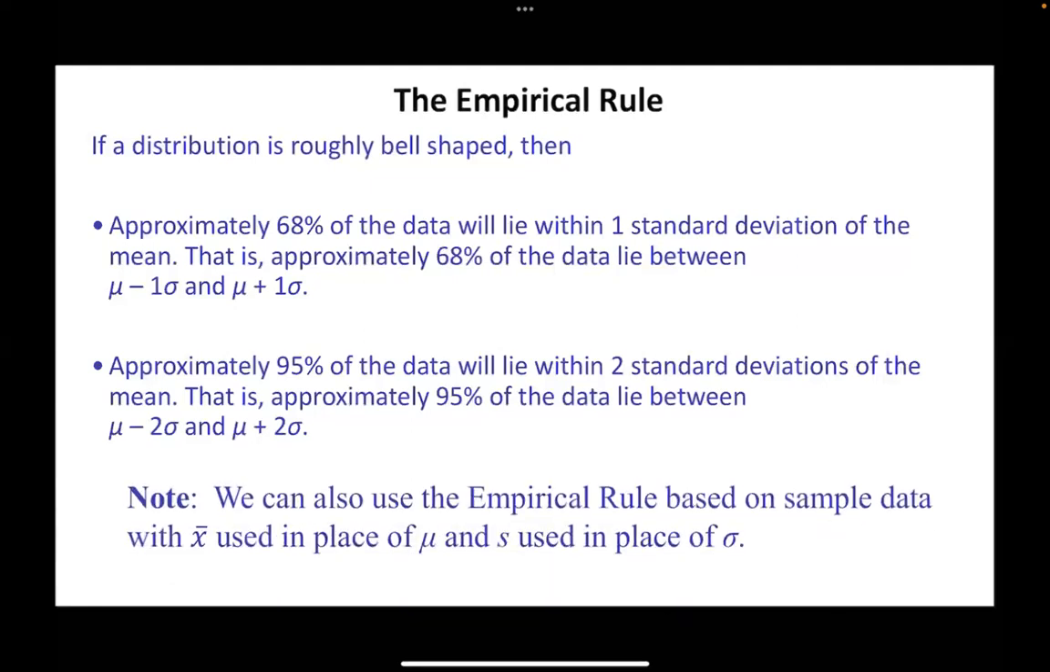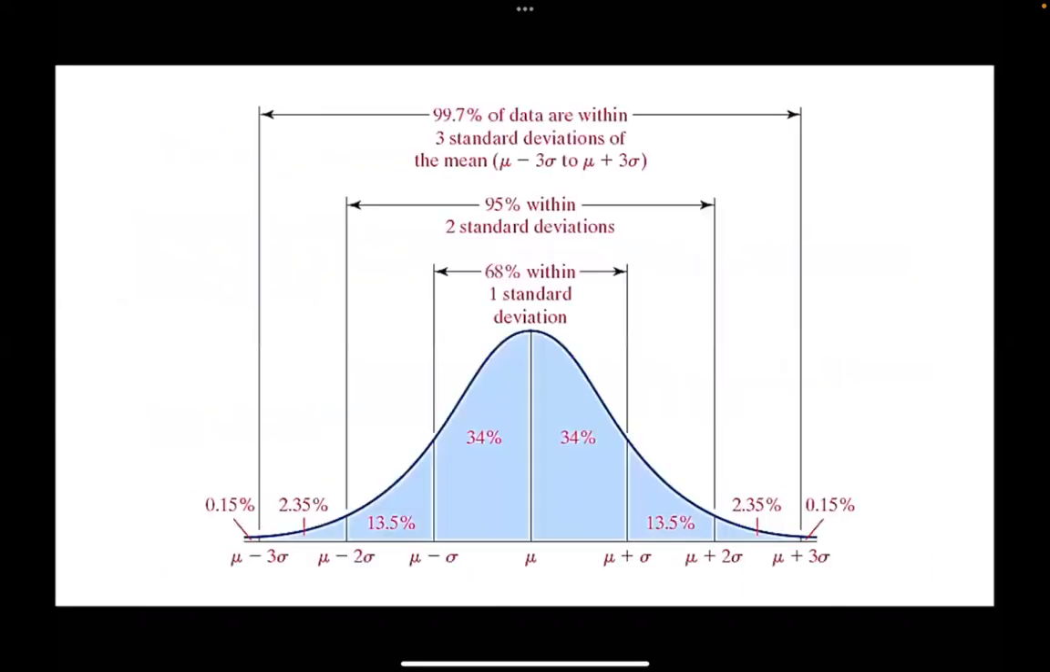However, we do have one more here. Oh, wait. We can use the empirical rule based on sample data, but we just put X bar instead of mu and S instead of sigma. Just FYI. So here's the picture that you will be drawing 3,284 times.